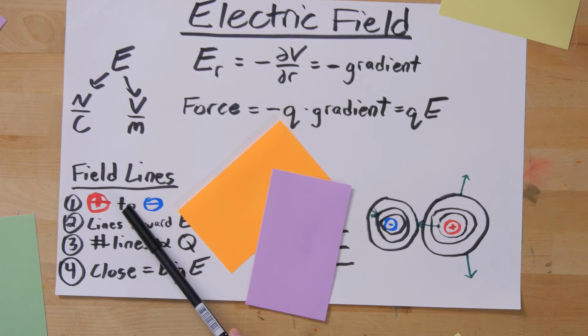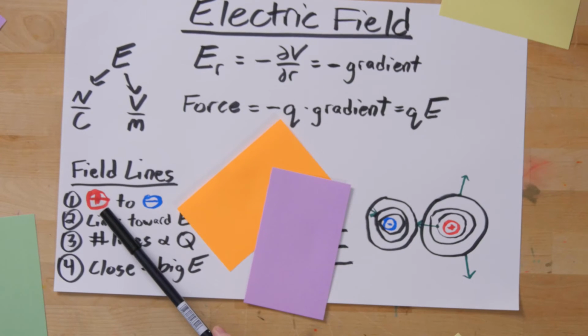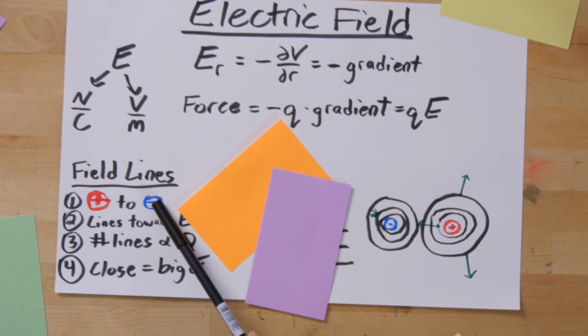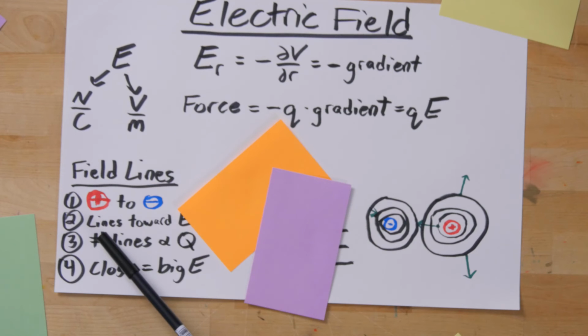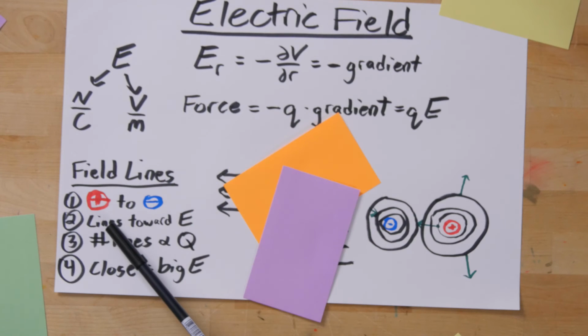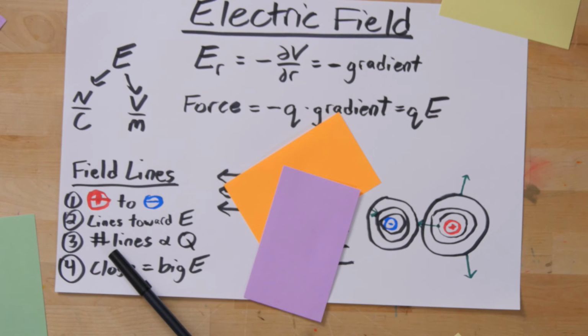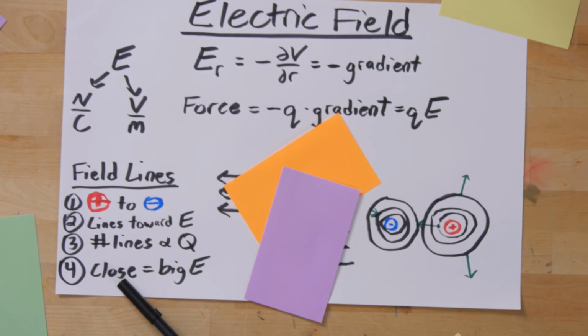First, field lines for the electric field always start on positive charges and point toward negative charges. Second, the field lines always point in the same direction as the electric field. Third, the number of field lines is proportional to the amount of charge you have. Fourth, the closer the lines are, the stronger the field is at that point.